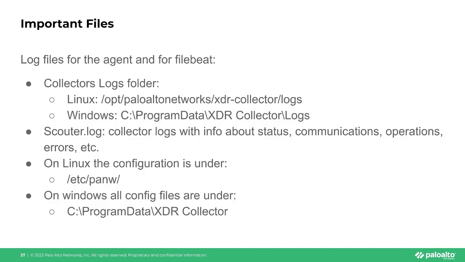Let's see some important files. The folder where the collector stores its logs is /opt/paloaltonetworks/xdr-collector/logs. This is for the case of Linux. And for Windows, it is c:\program_data\xdr_collector\logs. There we can find the scatter.log file, which contains all agent operations. So it will also store the errors and exceptions that might occur. This file is very important for troubleshooting. On Linux, the agent configuration is stored under etc panw, and on Windows under program data XDR collector.